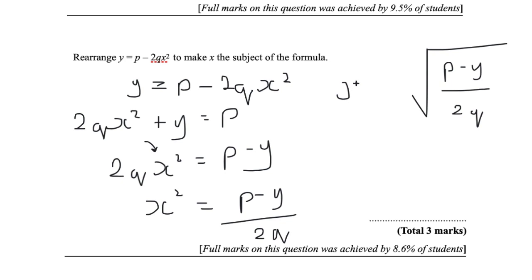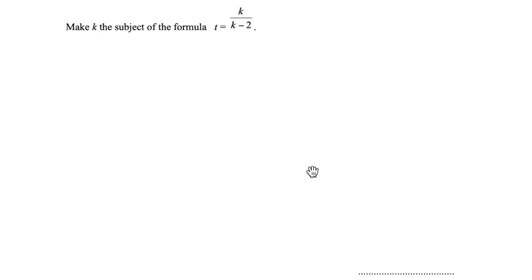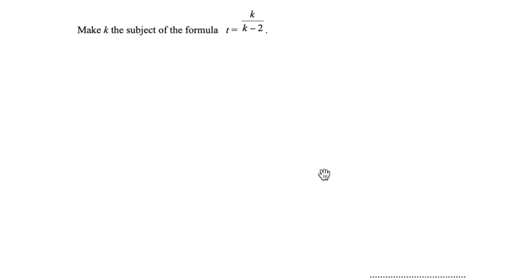So instead of trying to work out the square root or getting confused, just write the square root. Okay, so our answer is x equals the square root of p minus y over 2q. And we've got a similar one here. So this one was only answered correctly by 7% of students and is 4 marks.